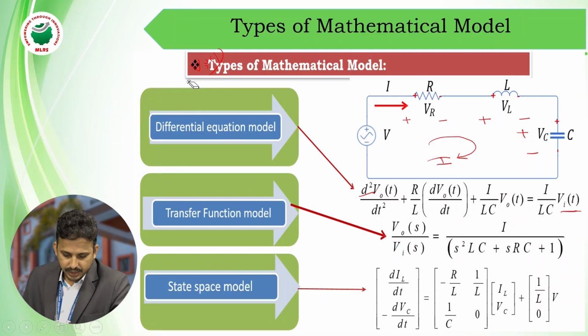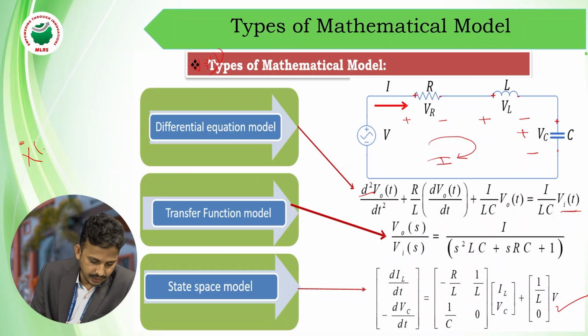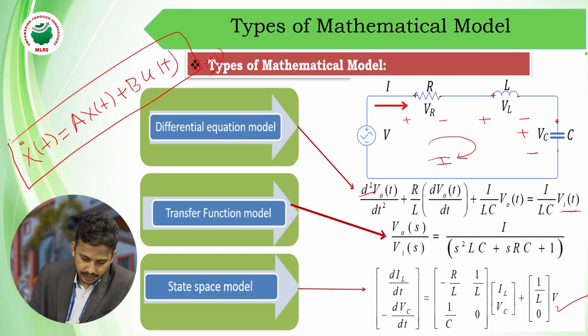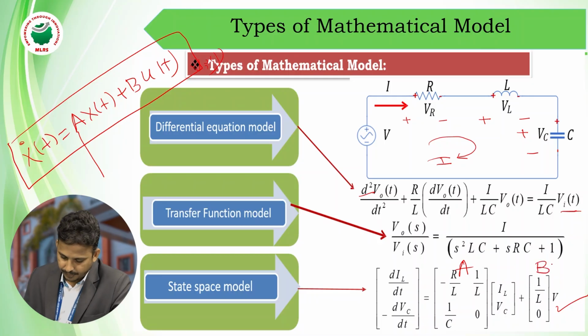And the third type of mathematical model is the state space model. If I assign state variables for a particular differential equation, I will get an equation of the form x dot of t is equal to A x of t plus B u of t. This is called the state equation. Here A is the matrix [-R/L, 1/L; -1/C, 0], this is the A matrix, and this is the B matrix.